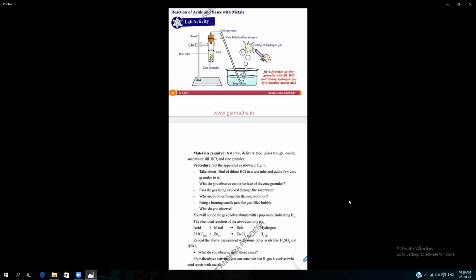And chlorines, how many chlorines are present on the left side? Two chlorines. And on the right side, there are also two chlorines. Now zinc, on the left side, how many zinc are present? Only one mole. And on the product side, how many zinc are formed? Only one. Is the equation balanced or not? Balanced, sir. Yes, the equation is balanced. Very good.